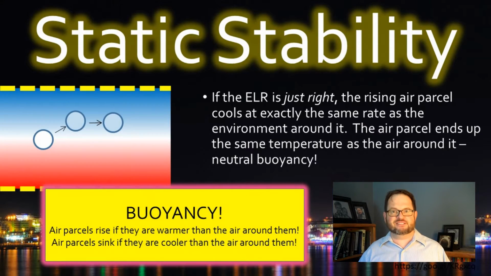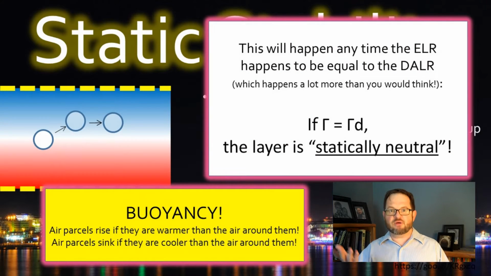It's exactly the same density as the air around it. It's got no particular negative or positive buoyancy. It's neutrally buoyant, and it'll just stay where we put it. Now, that is going to be an example of a situation where the environment is statically neutral, where a layer of the atmosphere is statically neutral.